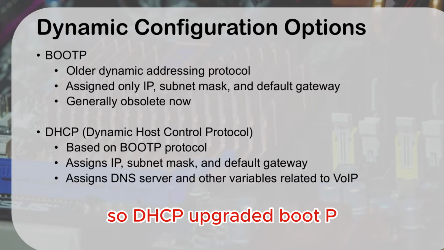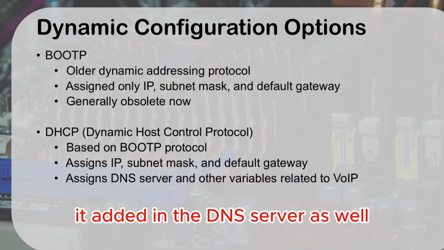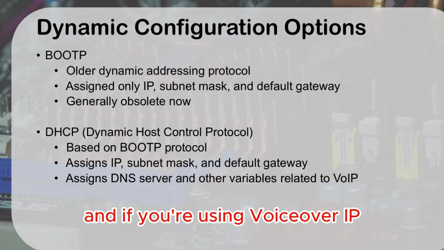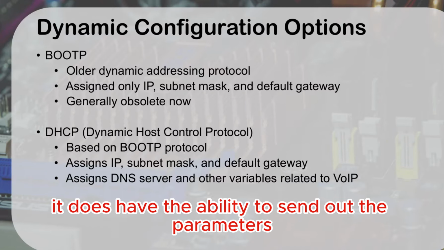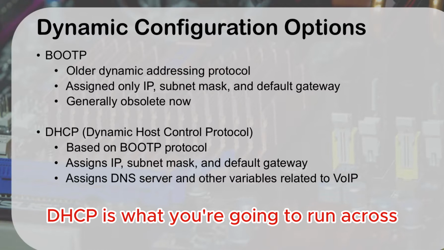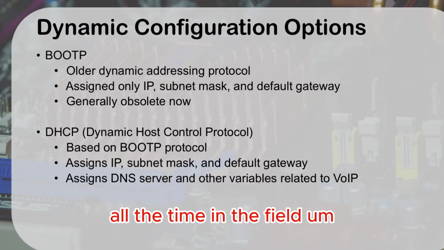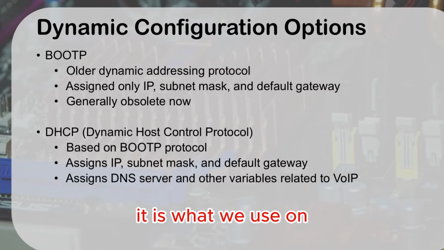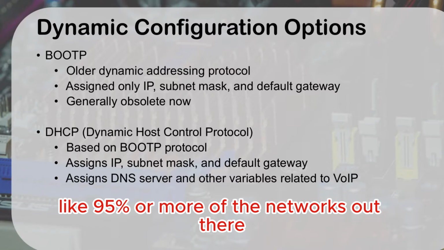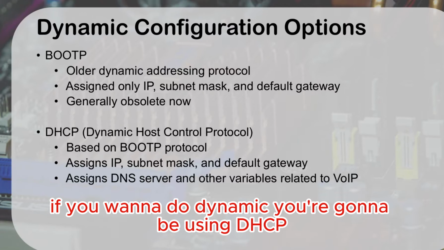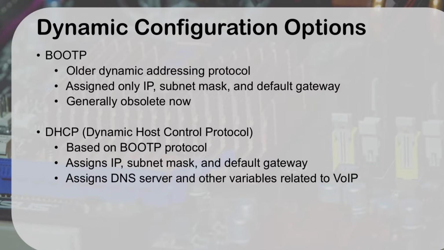So DHCP upgraded BOOTP. It added in the DNS server as well. And if you're using voice over IP, it does have the ability to send out the parameters for that as well. DHCP is what you're going to run across all the time in the field. It is what we use on like 95% or more of the networks out there. If you want to do dynamic, you're going to be using DHCP.